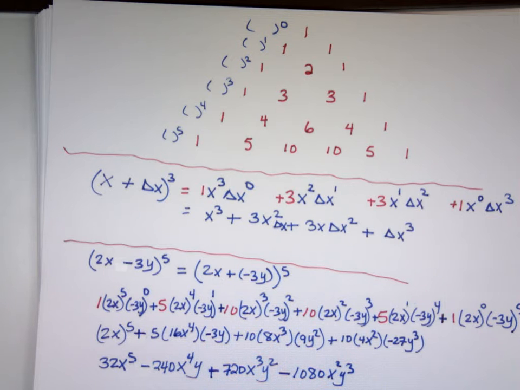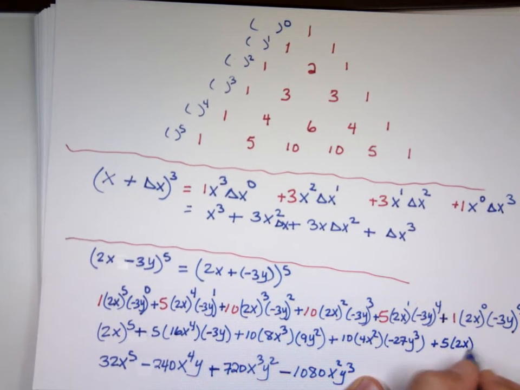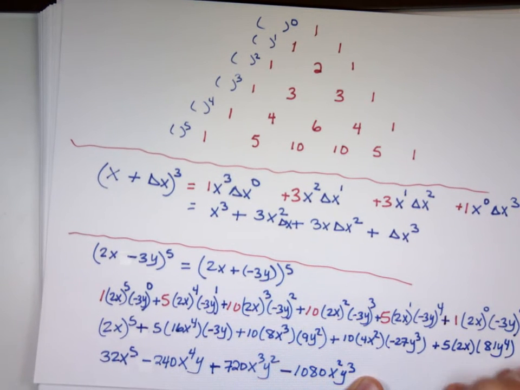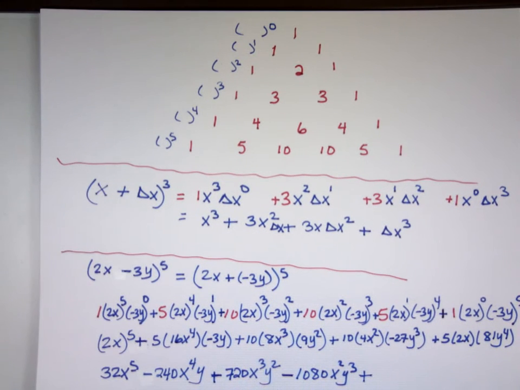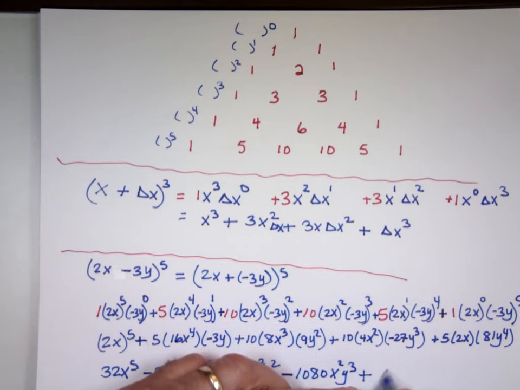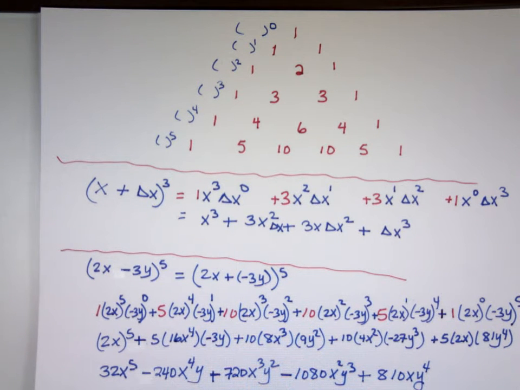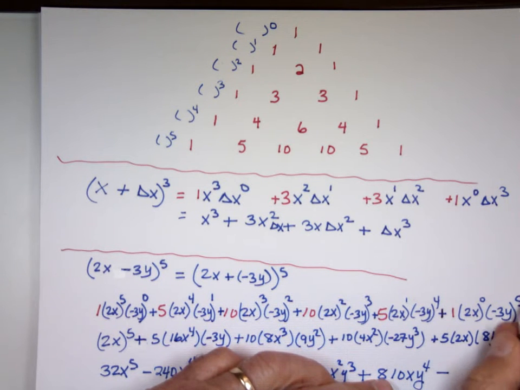The next one is going to be 5 times 2x times 81y to the 4th. That will be a plus 8 times 81. Oh, 10 times 81, right? 810. And the last one is going to be minus, what is 3 to the 5th power? Is that 243? Y to the 5th.